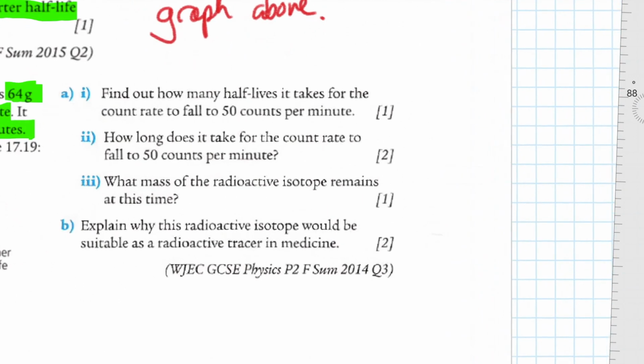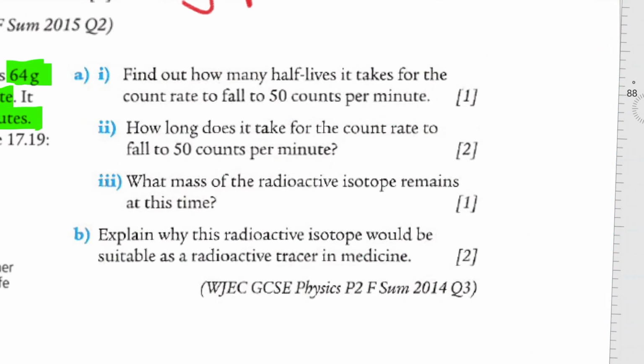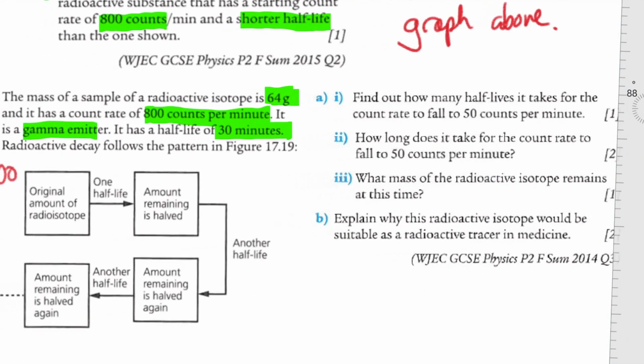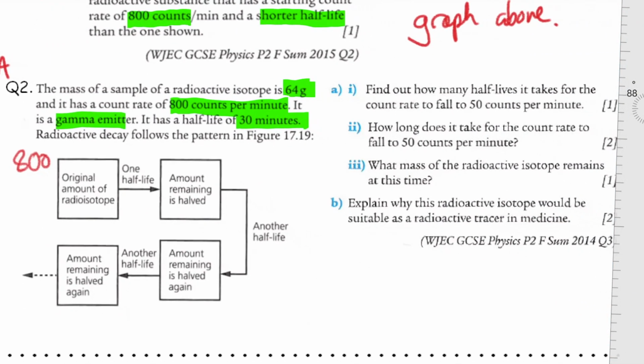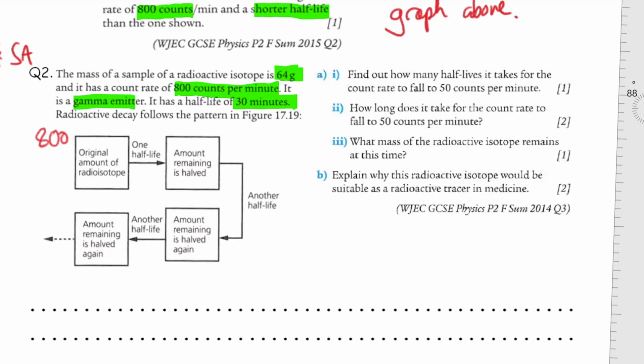Find out how many half-lives it takes for the count rate to fall to 50 counts per minute. Well, again, what I'd like you to do is pause the video, and part B is an explain, which you'll do underneath here. And when you've completed, press play.